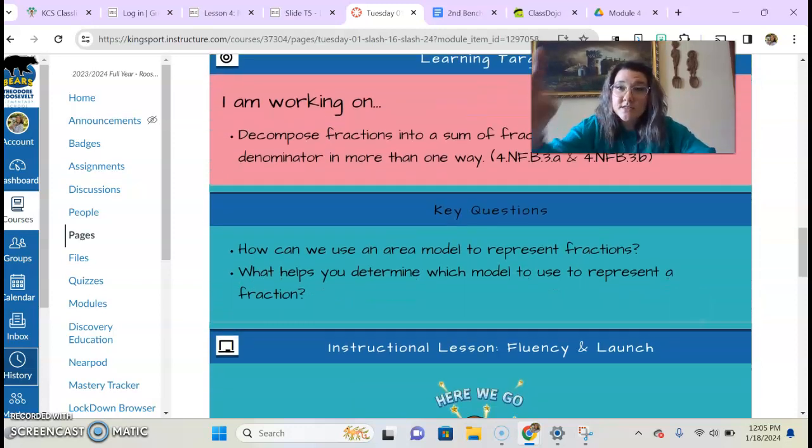So some key questions I want you to think about today is how can we use an area model to represent fractions? And what helps you determine which model to use to represent a fraction? So we may see some situations where a number line might best represent the fraction. We may see where a tape diagram may be the best model to use. So that's what we're going to look at today, okay?